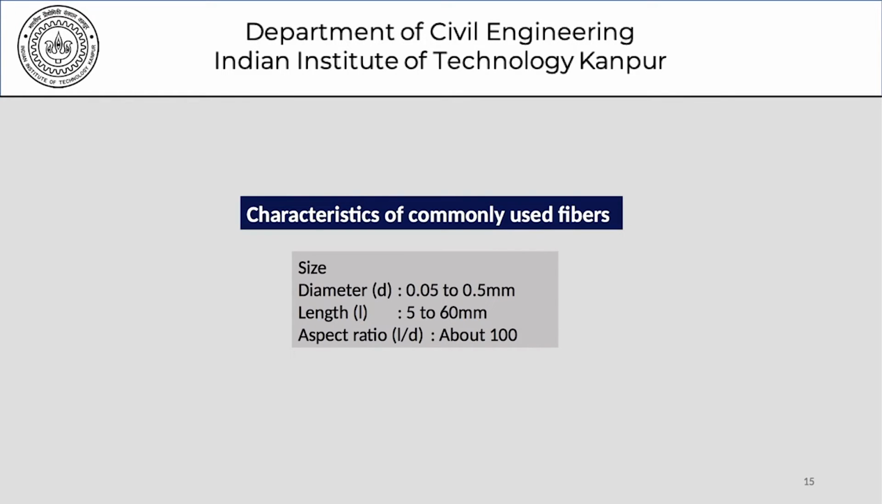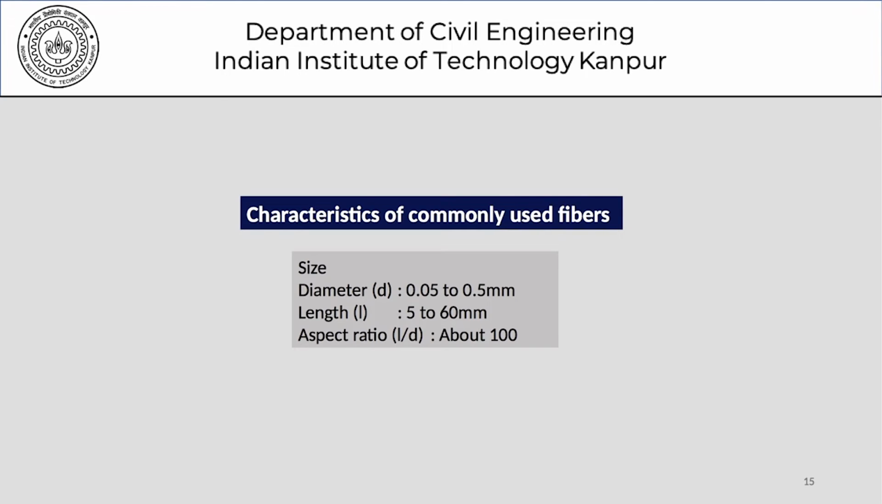So there are particular applications where fibers shorter than the coarse aggregate size also have a role to play, and there's no reason why we should not use them. As for the diameter, it's 0.05 to 0.5 mm. So you can see that they are not very large.